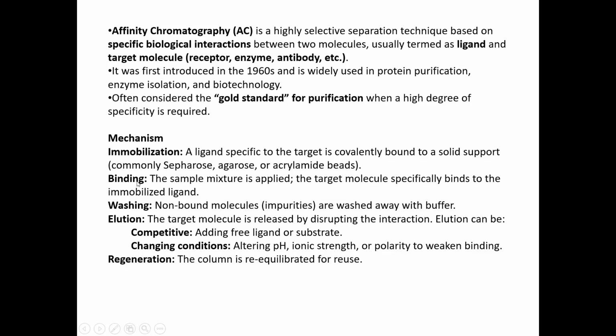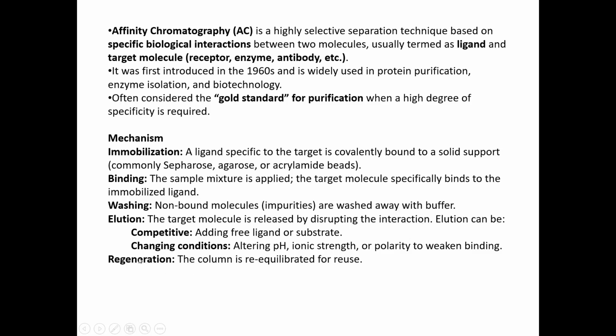And then binding takes place where the sample mixture is applied. Then the target molecule specifically binds to the immobilized ligand on your bead. Then you wash it away to remove impurities and unbound elements, and then you elute to get your target molecule out. So the target molecule is then released by disrupting the interaction between your target and your ligand.